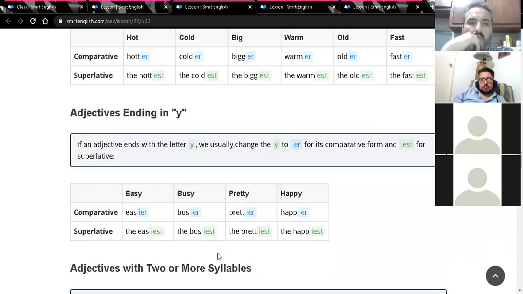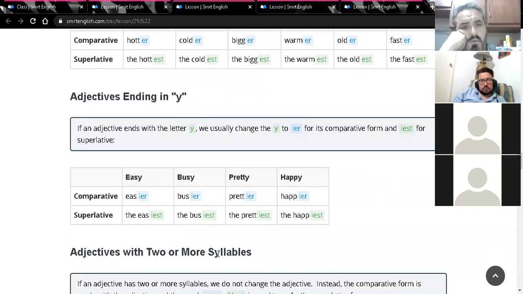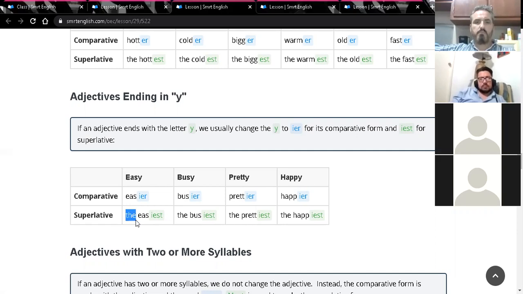If an adjective ends with the letter Y, we usually change the Y to IER for its comparative form, IEST for the superlative. For example, easy, which ends with Y, I'm going to change into easier for the comparative, or the easiest for the superlative. I want you to check this. When I'm making the superlative form, I always have to add "the" before the superlative: the best, the easiest, the busiest, the prettiest, the happiest. I can't just say, "she's easiest." I have to say she's the easiest, or the busiest, or the prettiest. So superlative adjectives are always joined with the article "the." Busy ends with Y, so it changes into busier, or the busiest for the superlative. Pretty, prettier, prettiest. Happy, happier, happiest.